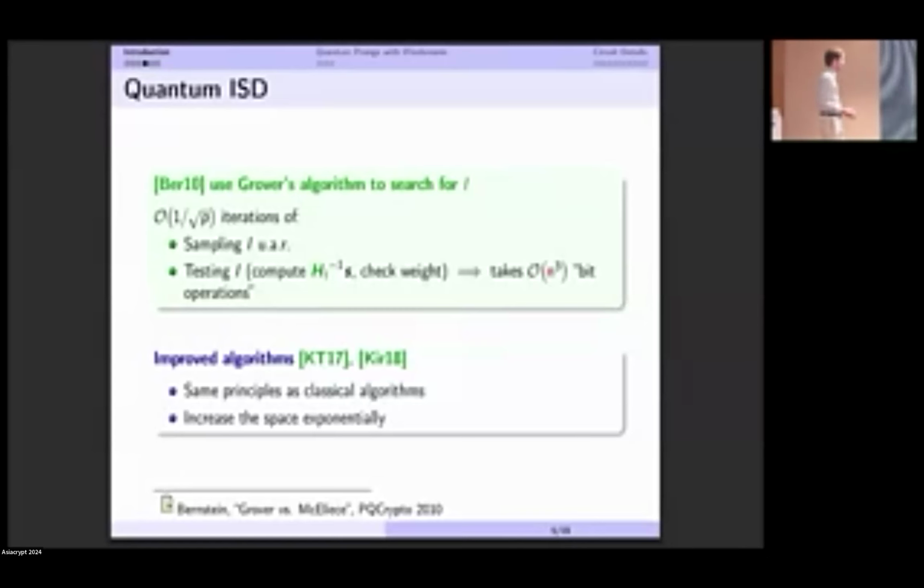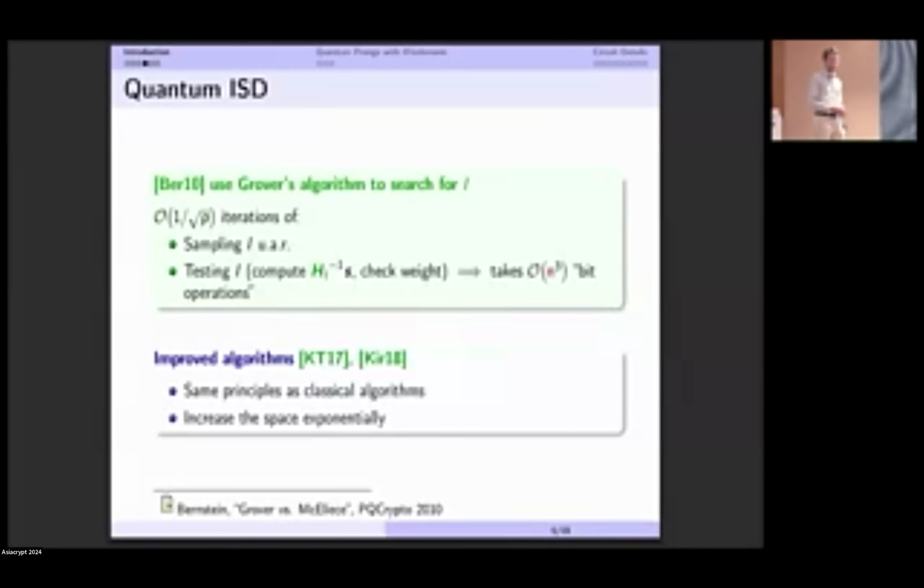So the quantum part is simply using Grover's algorithm, and Grover's algorithm simply needs an algorithm that samples a search space and an algorithm that tests if the element you sampled is good or not. In our case, sampling a choice of columns is usually fine, and testing if the choice of columns is good is the inversion part. This is where you compute the submatrix, invert it on S, and check the weight. And this tells you with certainty if you chose the columns well. And this is the part that takes n cubed bit operations, to use the terms of Bernstein.